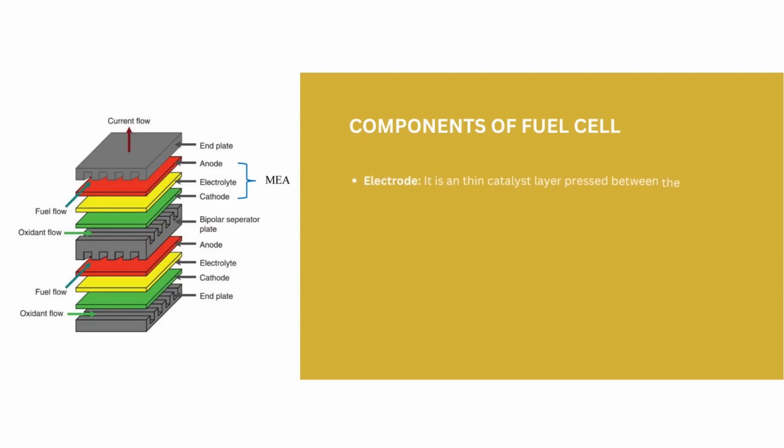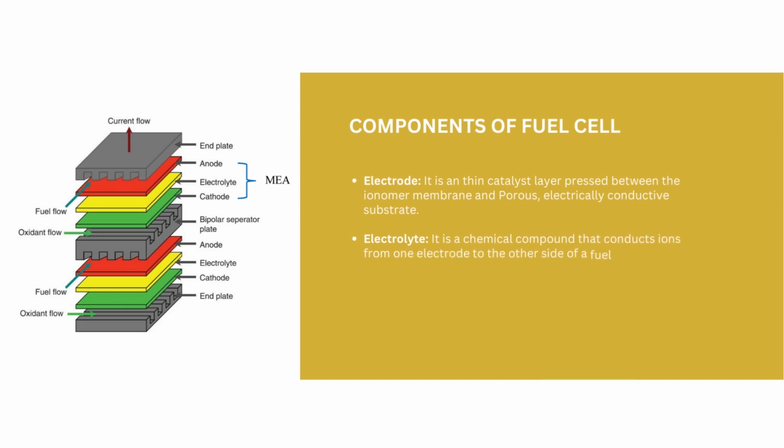Here the fuel cell has different components. From the figure we can see the essential components of the fuel cell. The first component is the electrode. It is a thin catalyst layer pressed between the ionomer membrane and a porous electrically conductive substrate. Second, we have the electrolyte. It is a chemical compound that conducts ions from one electrode to the other side of the fuel cell.